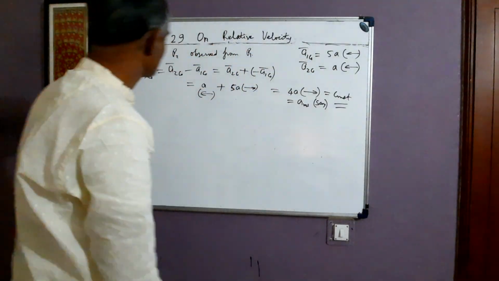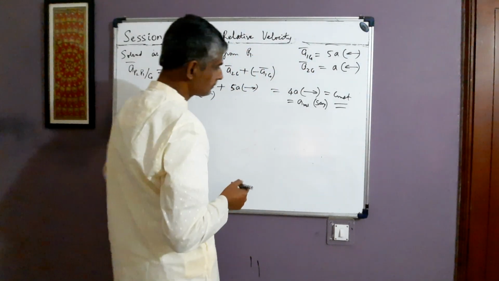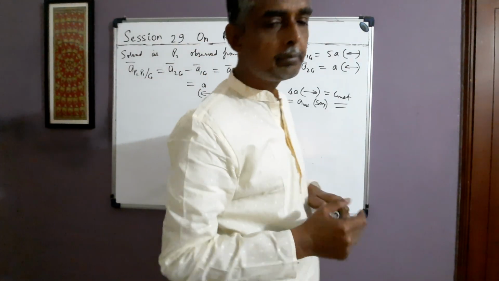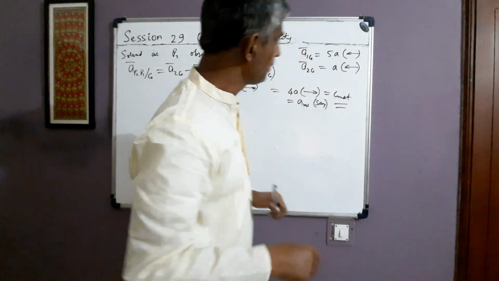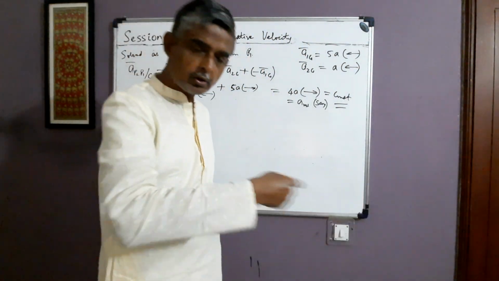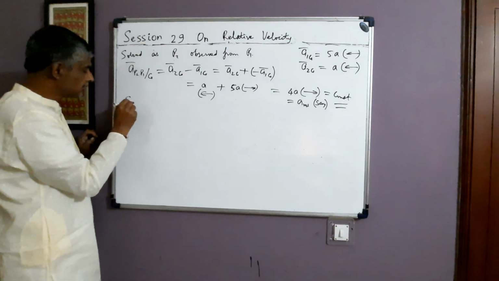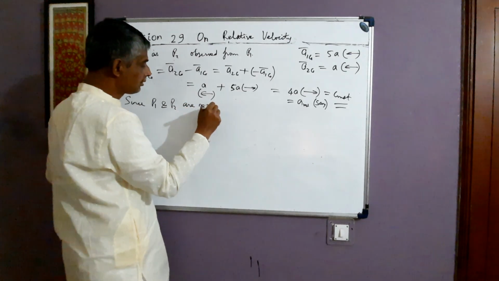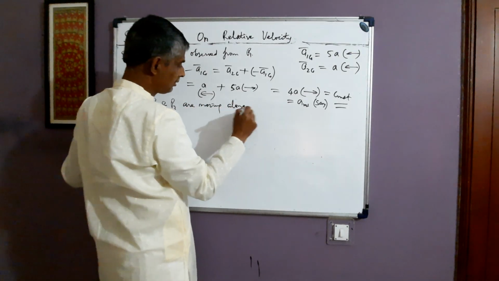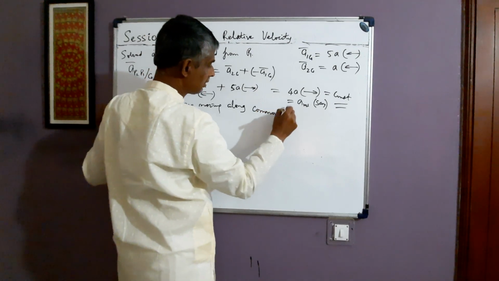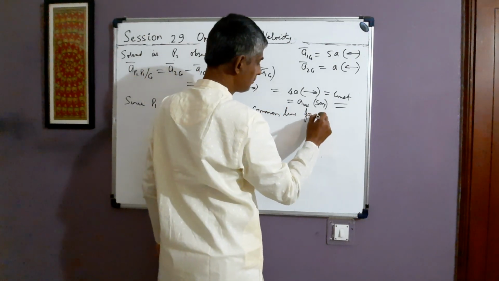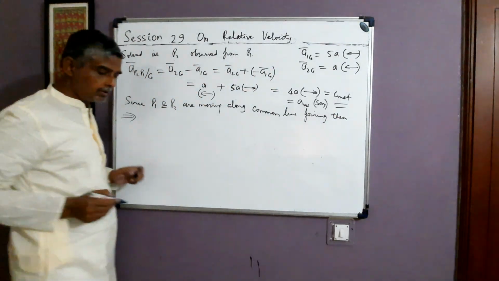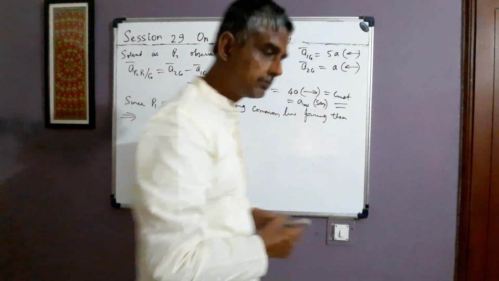Now one more thing. In all the three cases, P1 and P2 are moving along a straight line joining them. So motion of P2 with respect to P1 will also be along the same straight line. Since P1 and P2 are moving along a common line joining them, it implies that the relative motion of P2 and P1 will also be along the common line.